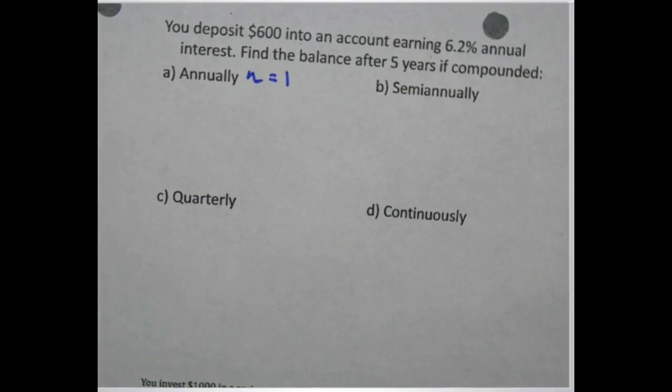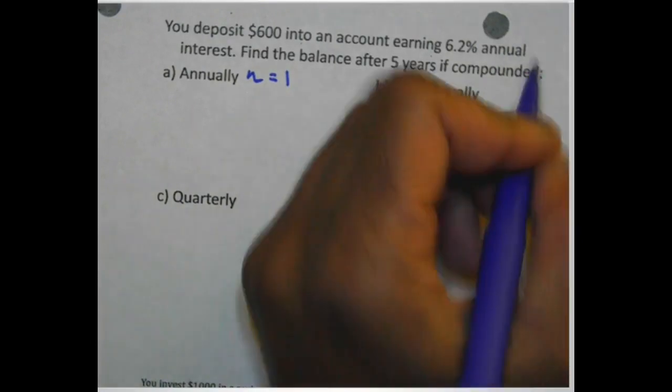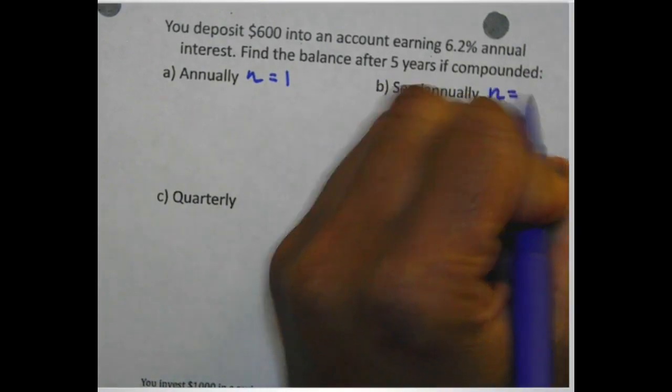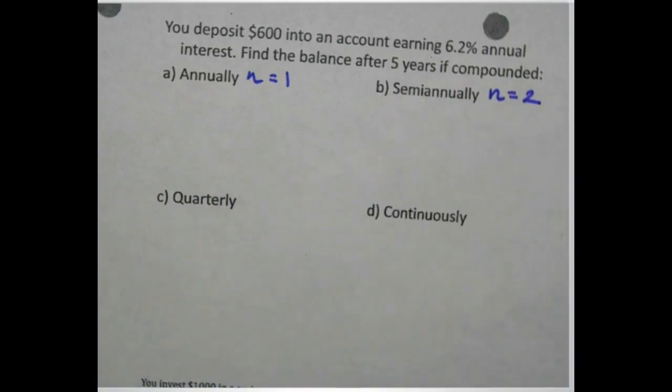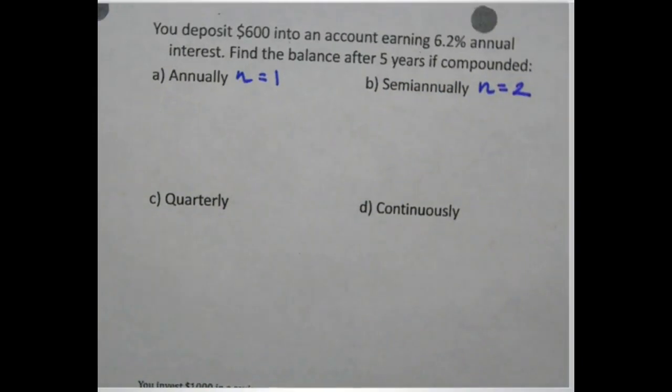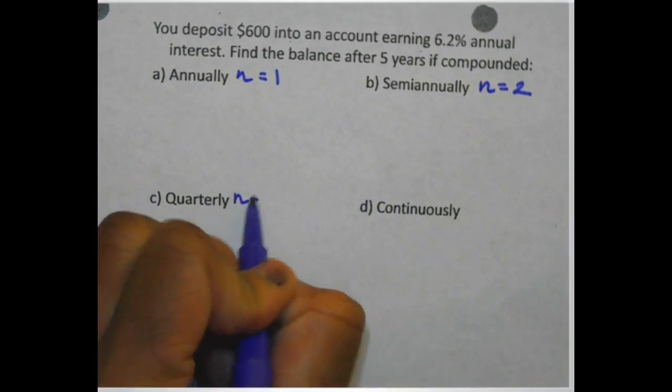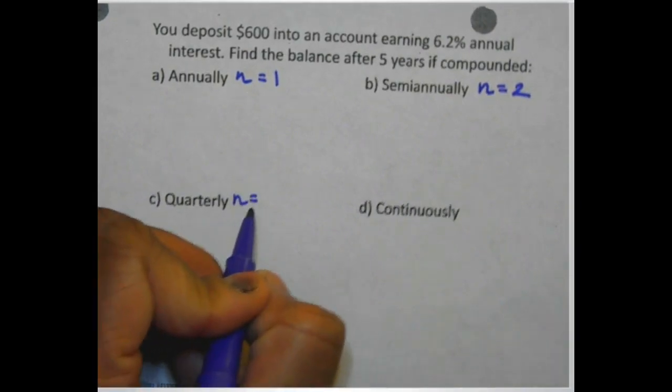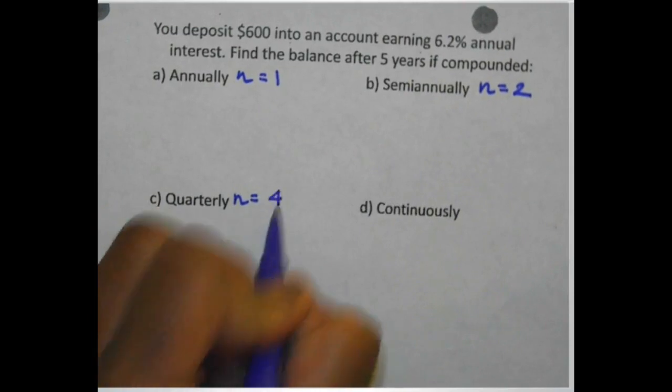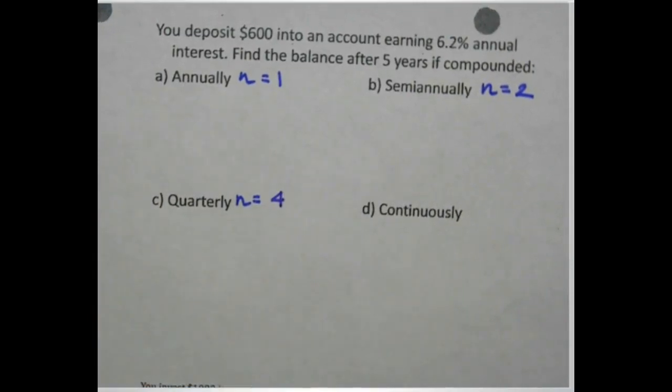Semi-annually could typically mean 2 things. It could mean every other year, but in this case and for these problems, I would like you to consider it as N equals 2, twice a year. We're using the interpretation of semi-annually meaning twice a year. Quarterly, you think of a quarter, that means every quarter, every 4 months, it's going to be compounded. Quarter, 4 quarters in a year.